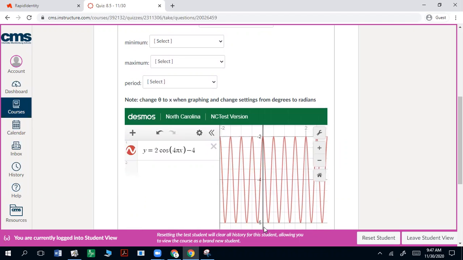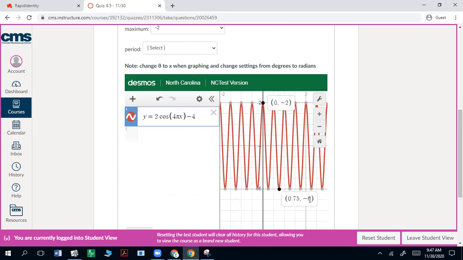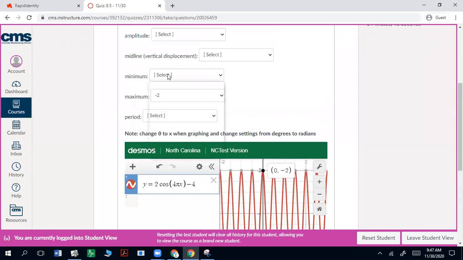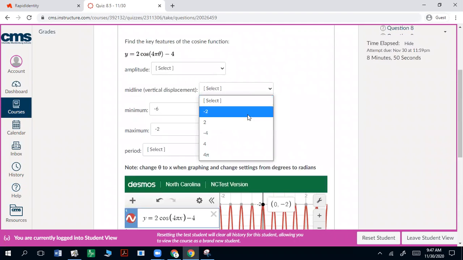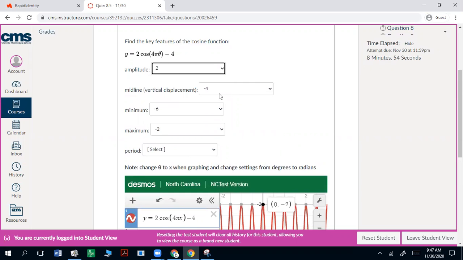And you can see here, its maximum is -2. That's what we had gotten before. Its minimum is -6. See that y value is -6. And we know that the midline is the last number, -4. And the amplitude is 2, because it goes up 2 and down 2 from the -4.